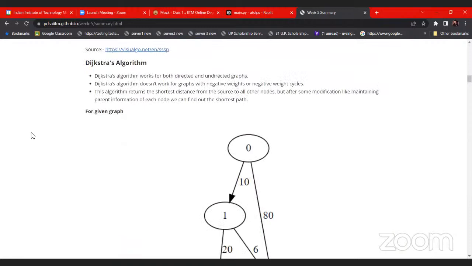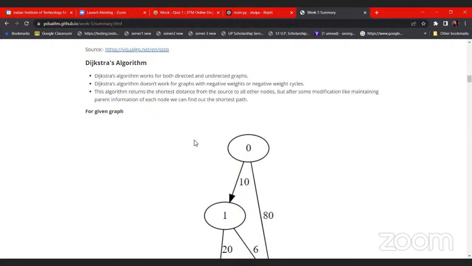So first is Dijkstra's algorithm. These are some important points for finding the shortest path using Dijkstra's algorithm. These are some important points you should know, and you should remember them for exam purposes. First, Dijkstra's algorithm works for both directed and undirected graphs. Second, Dijkstra's algorithm doesn't work for graphs with negative weights or negative weight cycles.